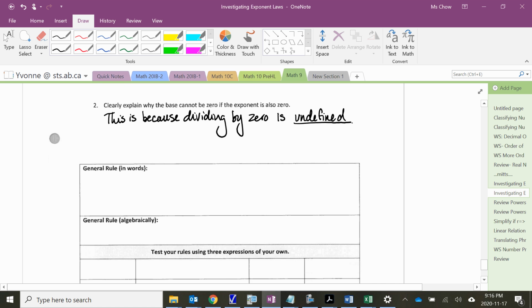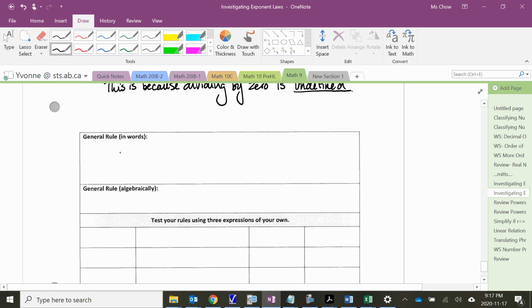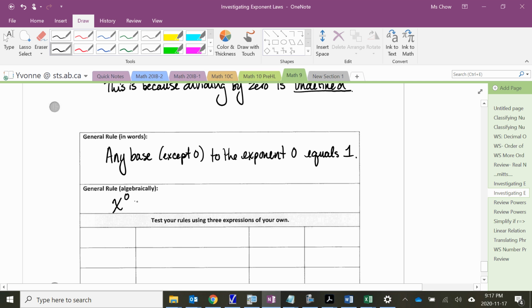Okay. So general rule in words is any base except 0 to the exponent 0 equals 1. So algebraically, x to the 0 equals 1, provided that x cannot equal, so not equals 0.